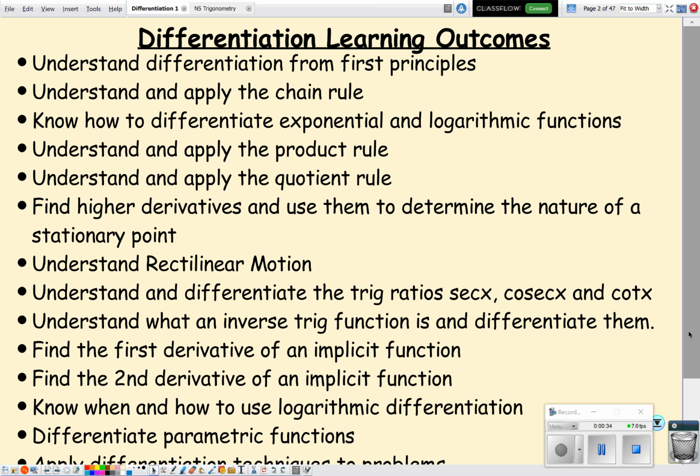But this week we're going to be focusing really on the first two, differentiation from first principles and understanding and applying the chain rule. This video lesson is going to cover the first one here, where we're going to have a wee look at differentiation from first principles. So let's get started.